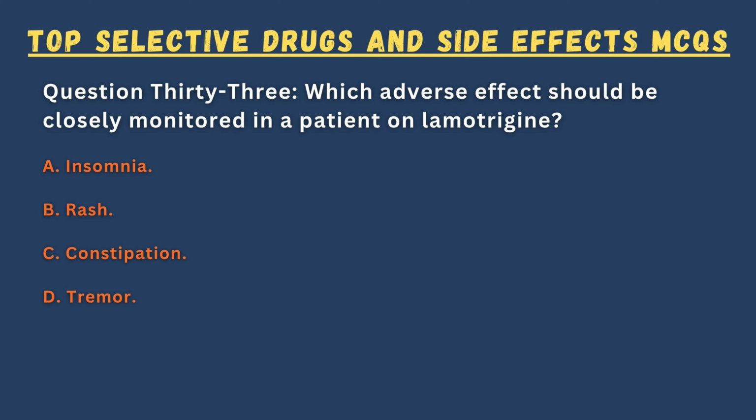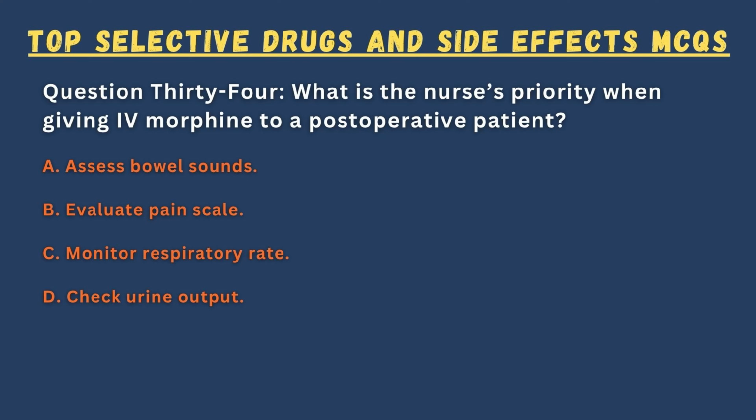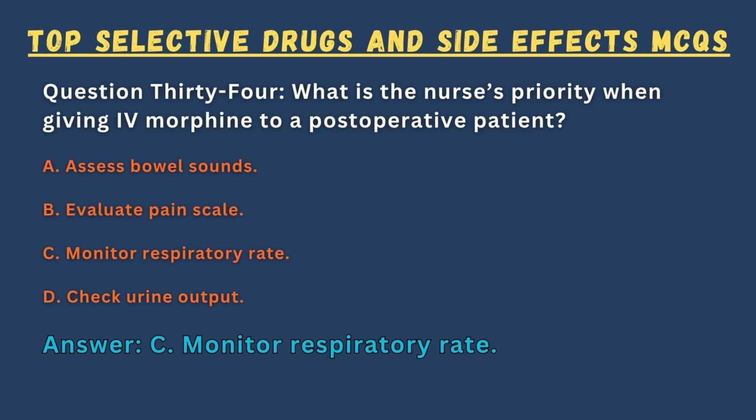Question 33. Which adverse effect should be closely monitored in a patient on lamotrigine? A. Insomnia. B. Rash. C. Constipation. D. Tremor. Answer: B. Rash. Question 34. What is the nurse's priority when giving IV morphine to a postoperative patient? A. Assess bowel sounds. B. Evaluate pain scale. C. Monitor respiratory rate. D. Check urine output. Answer: C. Monitor respiratory rate.